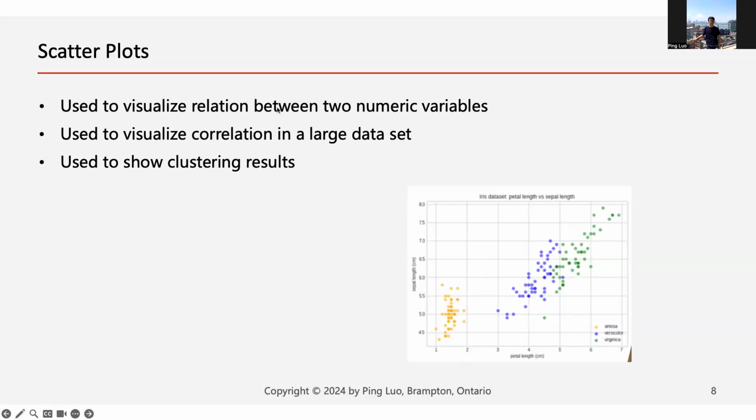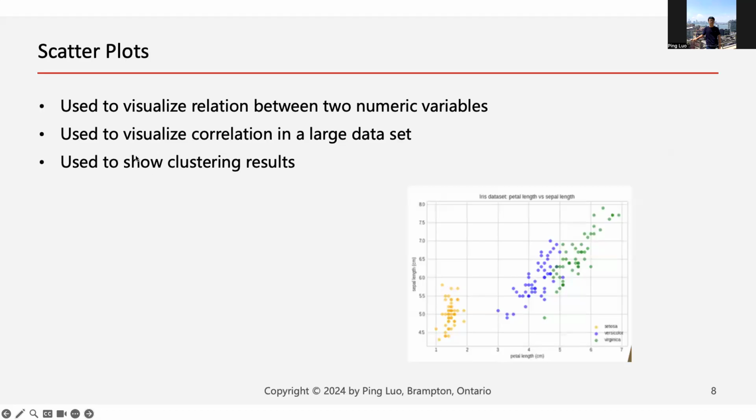It's between 2 numerical variables, which means on the x-axis, maybe it has some feature. For example, this is the petal length of that flower, and on the y-axis, it's the sepal length. These are 2 features of this flower, but we can just use their length to show the relationship between these two variables on the two axes.